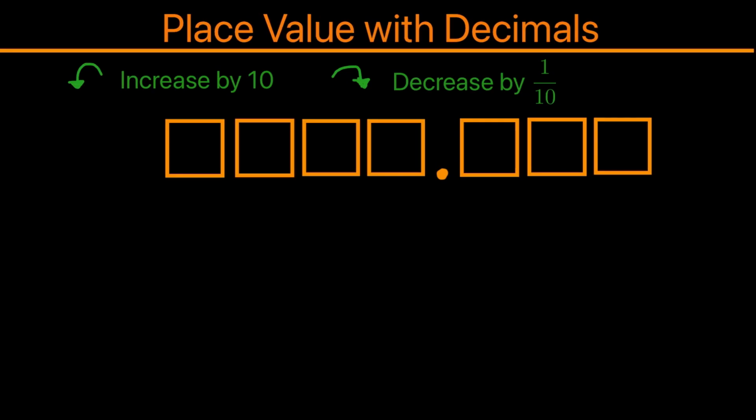In this video, I'll be going over place value with decimals. The place value of a number, depending on which position it is, will increase by 10 as you move toward the left and decrease by 1/10 if you move toward the right. Here is an example.